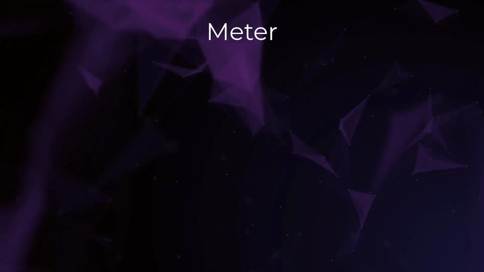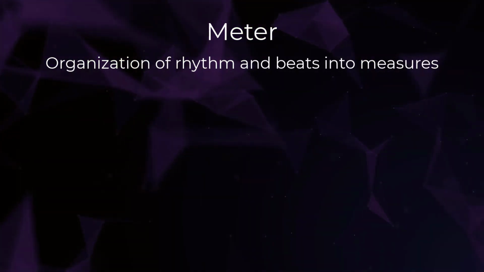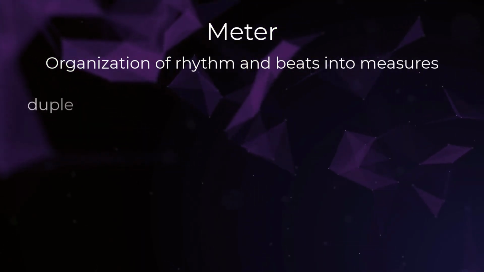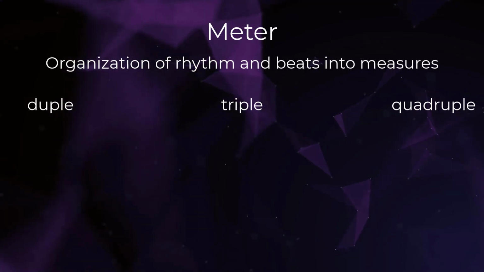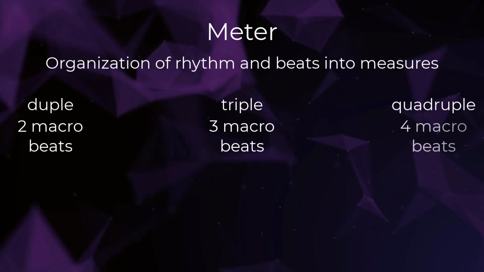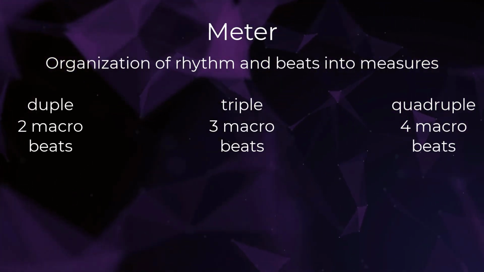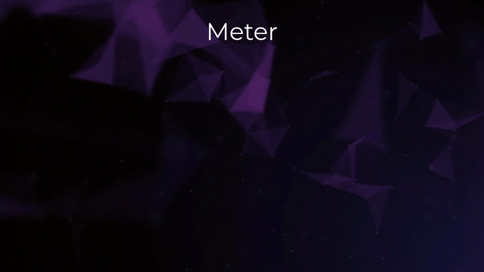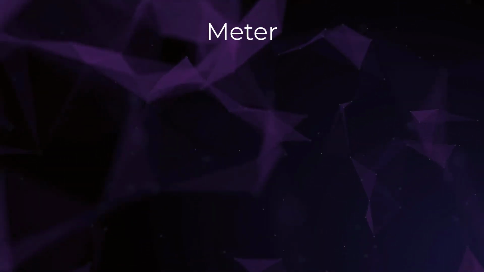Meter is defined as the organization of rhythm and beats into measures. There are several different ways to categorize meter, but for now, let's look at duple, triple, and quadruple. These classifications take the large beat, or macro beat, and divide them into two, three, and four respectively. There is only one possible question that will ask you to include quadruple as a possibility. There is an easy way to discern the difference between the four main types of meter and how they are organized.